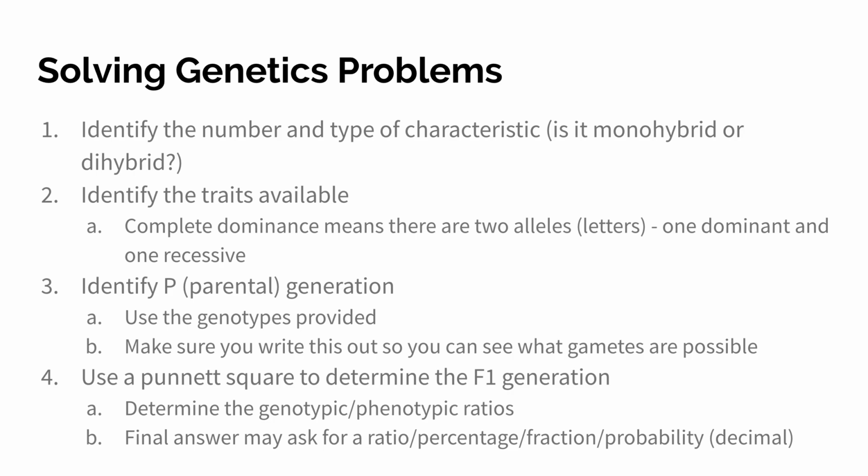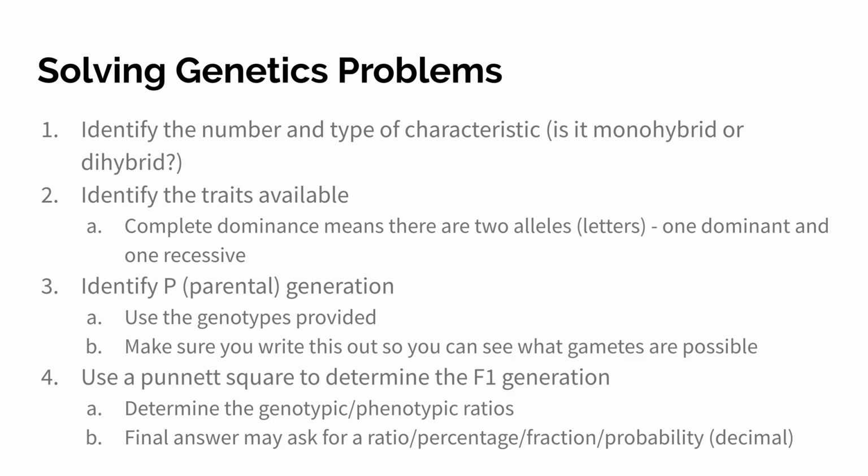We can do this in a 4 or 5-step process. First thing we want to do is identify the number and type of characteristics involved. Usually this means: is it a monohybrid cross, is it a dihybrid cross with two traits, and if it is a dihybrid cross, does it involve epistatic genes at all? Will the two traits be inherited independently, or is one trait going to affect the other one?